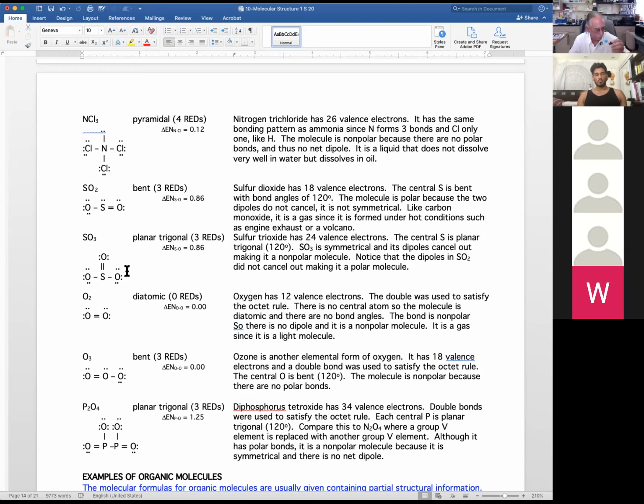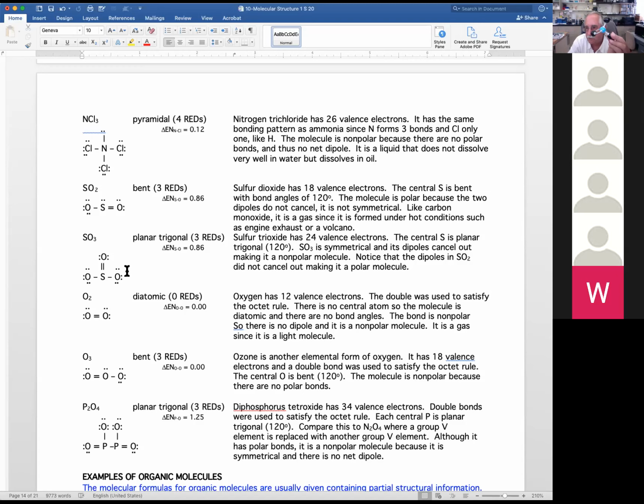And here's its close brother. So here's sulfur dioxide. Here's sulfur trioxide. So now the shape is 3 regions of electron density. They all have atoms, so it's trigonal planar. The bond angle is 120 degrees. And these are all polar bonds.